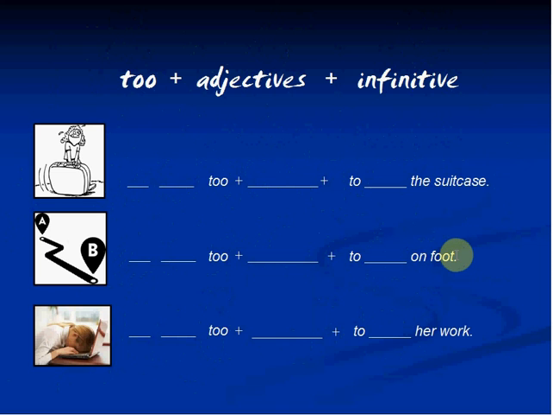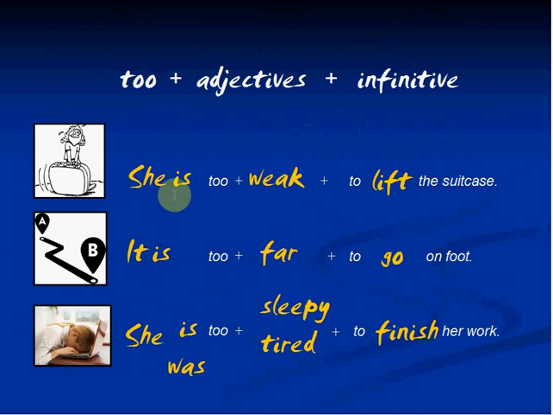When you go on foot, you go by walking. And here, she is too what? She's sleeping here. So we have to have an adjective. So she's too sleepy, or she's too tired to what? To finish her work. So let's look at here. She's too weak to lift the suitcase. It is too far. Far is the adjective we use to talk about the distance between two things. When two things are far apart, we use far. Okay, here it's too far to go on foot. Or she is, or she was, maybe it was the past, she was too sleepy, or she was too tired to finish her work.